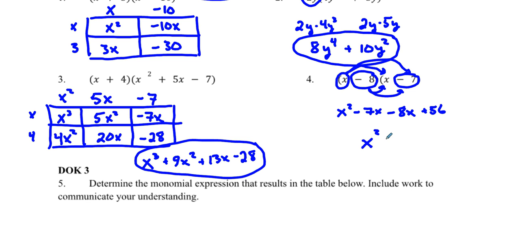Either way, we're going to get x squared, whether we did the table, whether we did repeated distributive, or whether we called it FOIL, doesn't really matter. We're going to get x squared minus 15x plus 56.